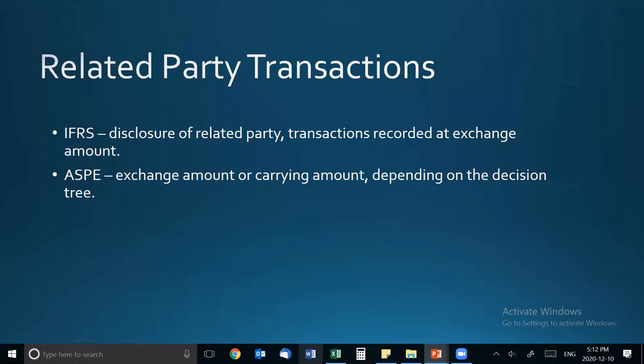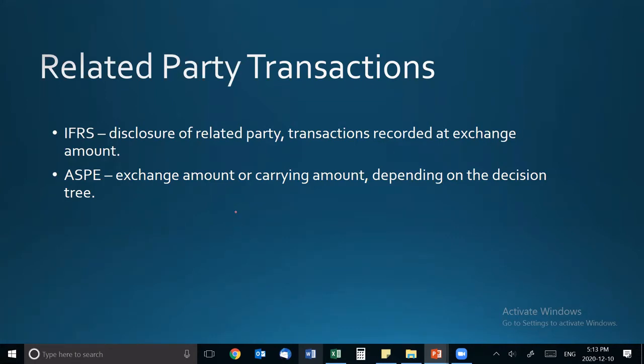So when recording related party transactions for both parties, IFRS says that we have to disclose the related party transaction, and related party transactions are recorded at the exchange amount. The exchange amount is basically the acceptable price between both parties. So what both parties negotiated would be the price. Under ASPE, we're either going to use the exchange amount or the carrying amount, depending on the decision tree that I'll show you in the next slide.